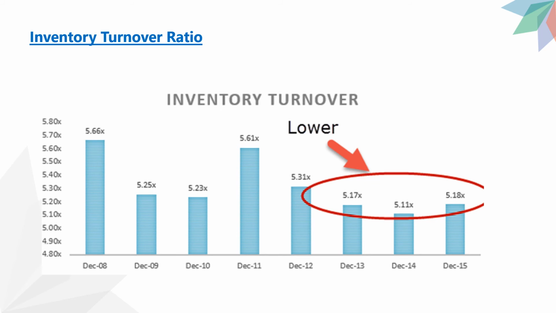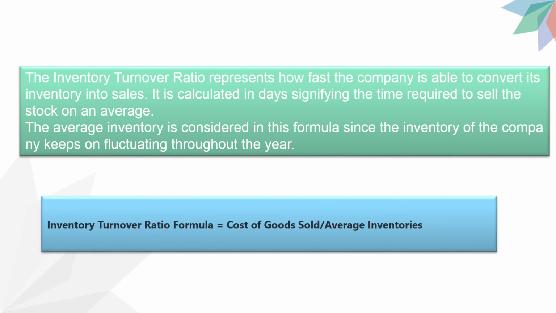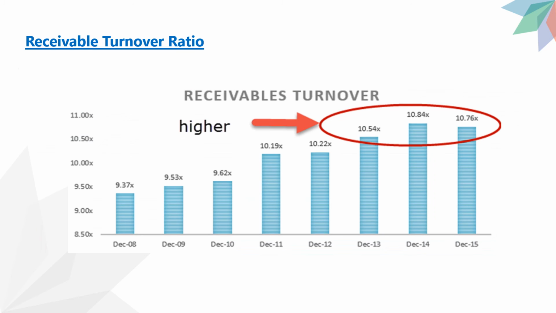Lower in the last 3 years, 2013, 2014 and 2015. The inventory turnover ratio represents how fast the company is able to convert its inventory into sales. It is calculated in days, signifying the time required to sell the stock on average. The average inventory is considered in this formula since the inventory of the company keeps on fluctuating throughout the year. Inventory turnover ratio formula equals cost of goods sold divided by average inventories.